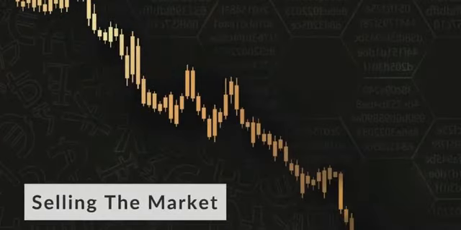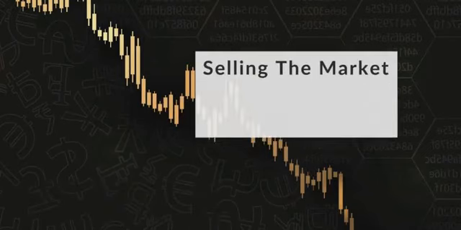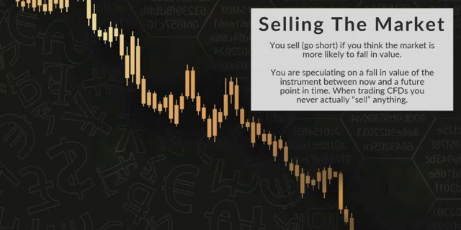So what about selling the market? Well, selling the market is almost identical. The only difference is that we're going to sell or go short because we think the market is more likely to fall in value. So it's going from the top down to the bottom. So you are now speculating on a fall in value of the instrument between now and a future point in time. And again, when we're trading CFDs and contracts for difference, you never actually sell anything. So we can profit off either one, whether the market's going up or the market's going down. It's just about looking for opportunity.